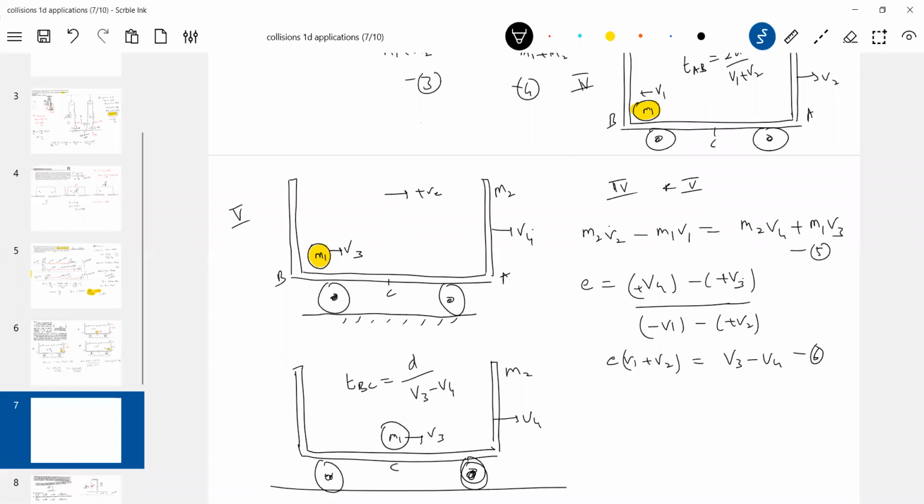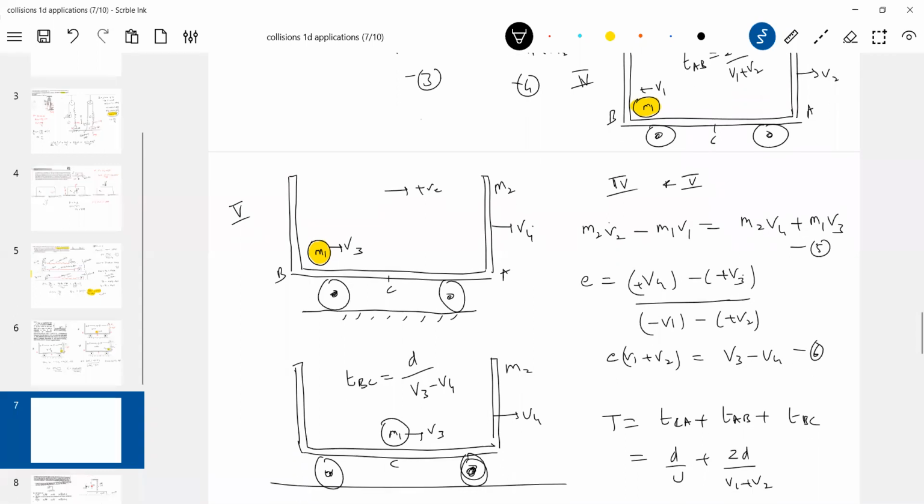Look at the thing. Relative velocity: velocity of the ball minus velocity of the trolley, in the denominator you should take it. So the total time taken should be TCA plus TAB plus TBC. What is TCA? D by U. TAB is 2D by V1 plus V2. What is TBC? D by V3 minus V4. So calculate V1, V2, substitute here, V3 minus V4. We'll get the required answer.